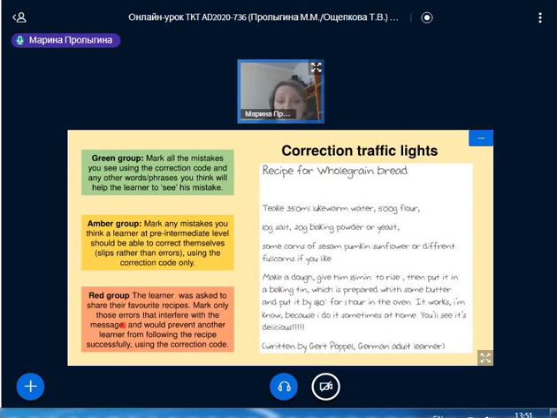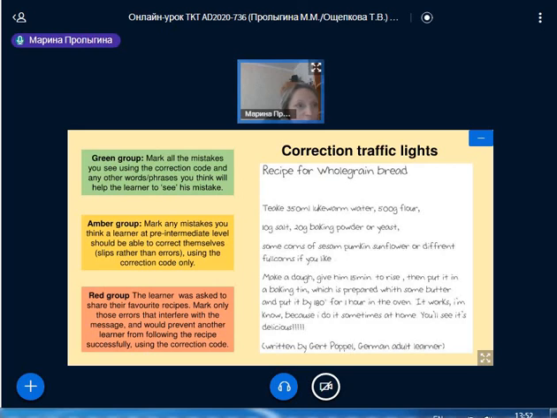And the last one is the red group. The learner was asked to share their favorite recipes. Mark only those errors that interfere with the message. So you should mark the mistakes in communication, right? So, for example, if I would like to use his recipe for the whole grain bread, I will be a success, yeah?